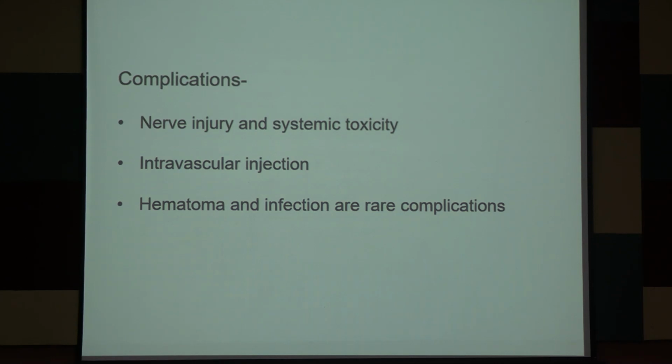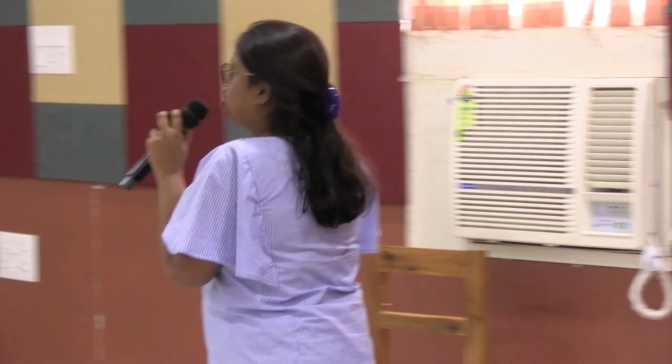Complications, same: nerve injury, intravascular injection. Which vessel is very close while you are providing axillary block? The axillary artery, not the radial artery, the axillary artery, right? So again, by mistake, like here we had subclavian vein and artery, here the axillary artery, you can by mistake inject drugs into the axillary artery. Aspirate and see there should not be any blood in your syringe, right? Hematoma and infection are rare complications.